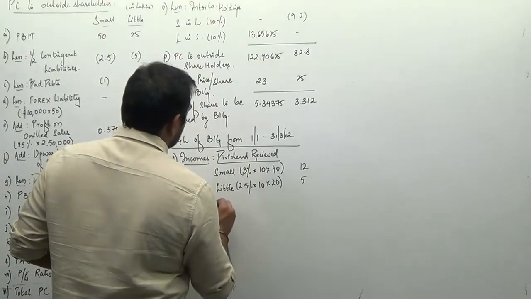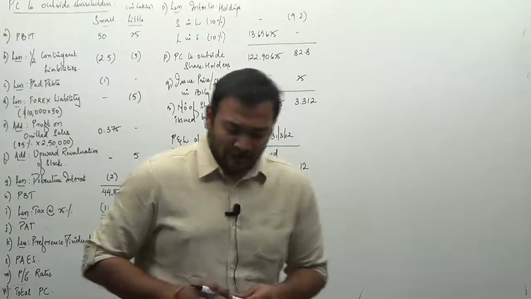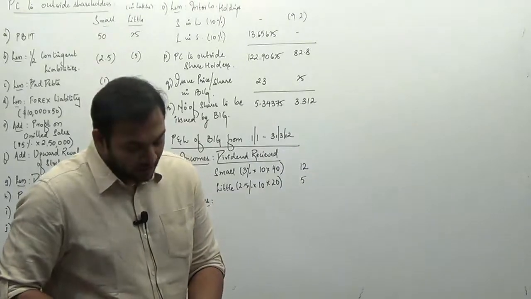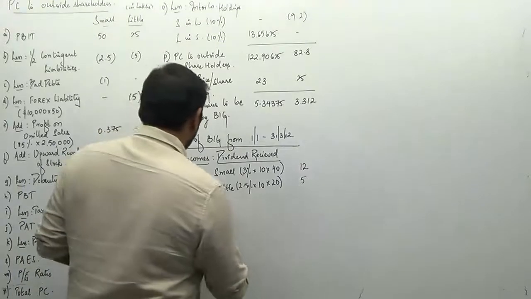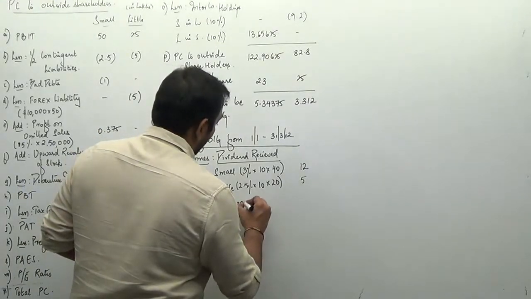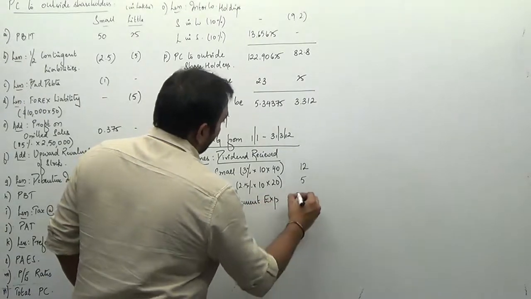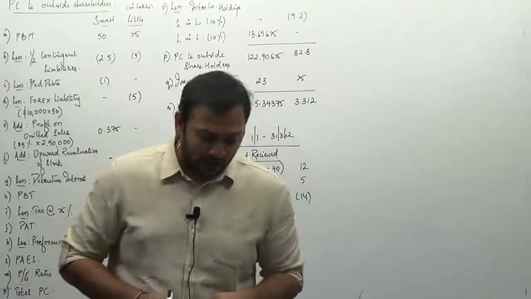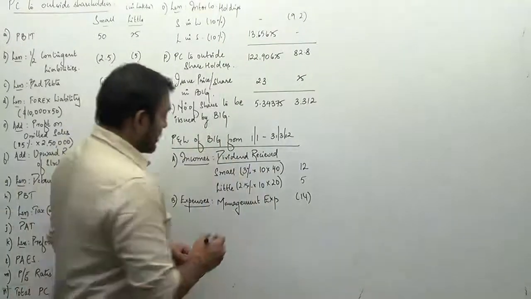Expenses. Don't consider preliminary expenses, guys. Just ignore that preliminary expenses part. The other expenses check, management expenses are 14. Management expenses are 14. Point number 4. What else? Don't forget bank overdraft interest.